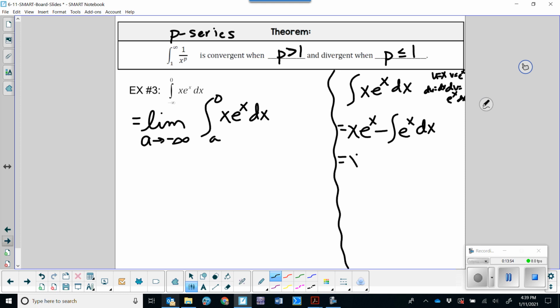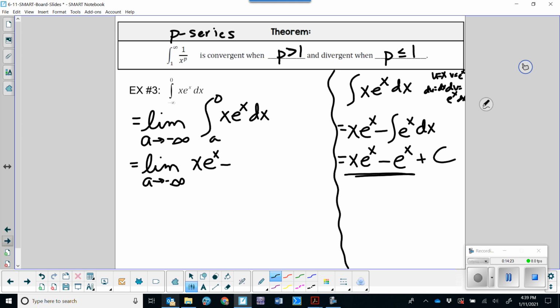So now I can finish: x e to the x minus, and of course the integral of e to the x is just e to the x, and then you would have plus c. So what I'm going to do when I come back over here, though, is because it's a definite integral, I don't write plus c. I just keep copying down my limit until I've substituted stuff in. But I'm going to immediately know, because my scratch work gave me the answer, that the antiderivative is x e to the x minus e to the x, and I'm evaluating it from a to 0.